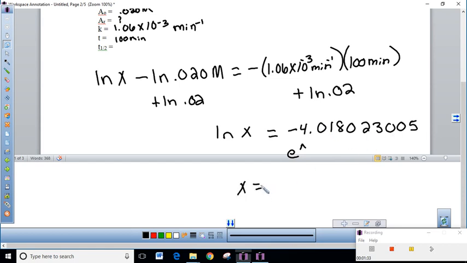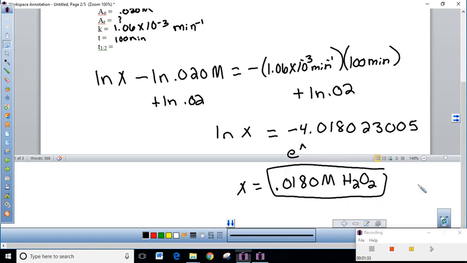And once we get to x, we are now going to round to sig digs, and you would be getting 0.0180 molar. And it is hydrogen peroxide. Okay, not too bad, just algebra. Okay, we'll move on to the number 2.